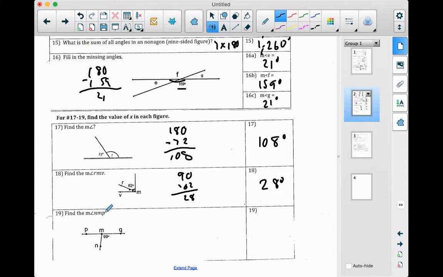Okay. Number 19, find the measure of NMP. NMP right here. So NMQ right here is 99 degrees. Again, I can see that these two make a straight line together. They're supplementary. So I take 180 degrees in the straight line, subtract the 99, that gives me 81 degrees for this side. 81 degrees.